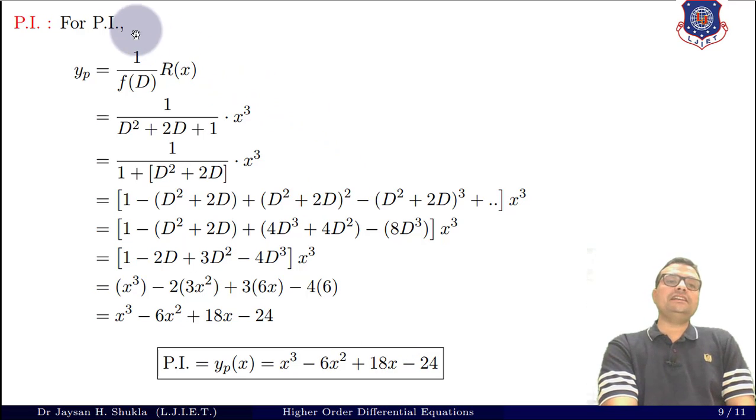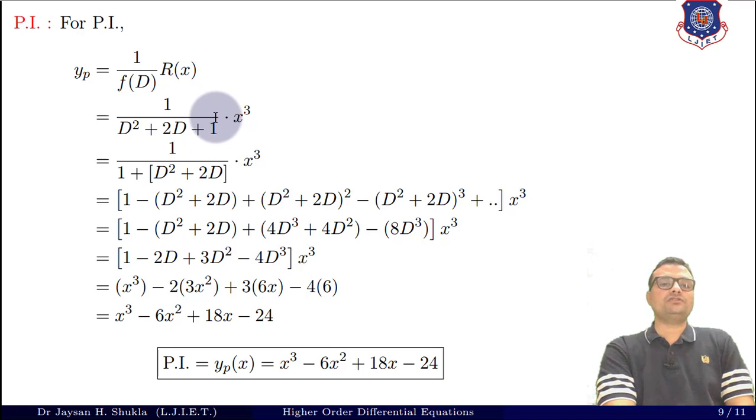Now let us consider the particular integral. For the particular integral, I am taking yp as 1 upon f of D of R(x). Here you can see 1 upon D square plus 2D plus 1 into x cube. Here I already have the lowest degree term 1, so I am rewriting it as 1 plus (D square plus 2D). This is the value of t in my case, and I am taking the expansion of 1 upon 1 plus t. So it is 1 minus t plus t square minus t cube and so on. Here the value of t is D square plus 2D.